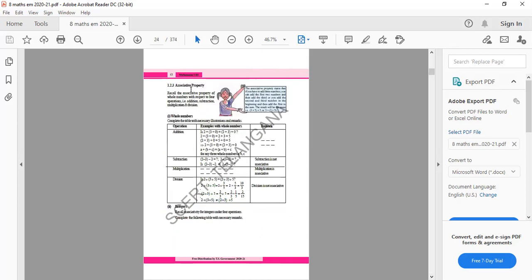Now closure is over. Commutative is over, right? Associative. Now, associative. This property is like this. 2 plus 3 plus 0 is equal to 2 plus, addition cases. And the multiplication, subtraction, multiplication, division. Multiplication not active. This should be enough for that.